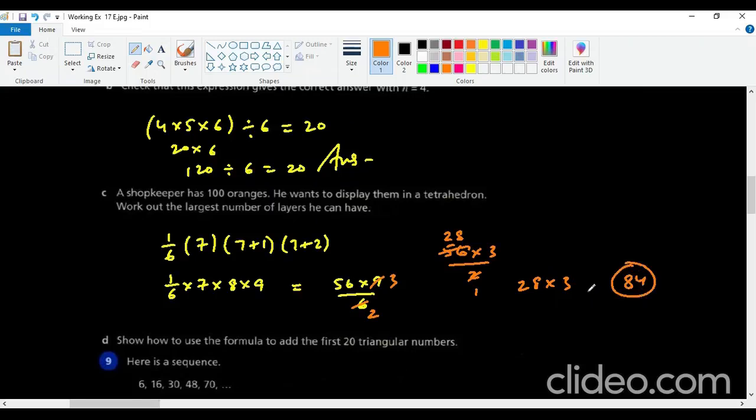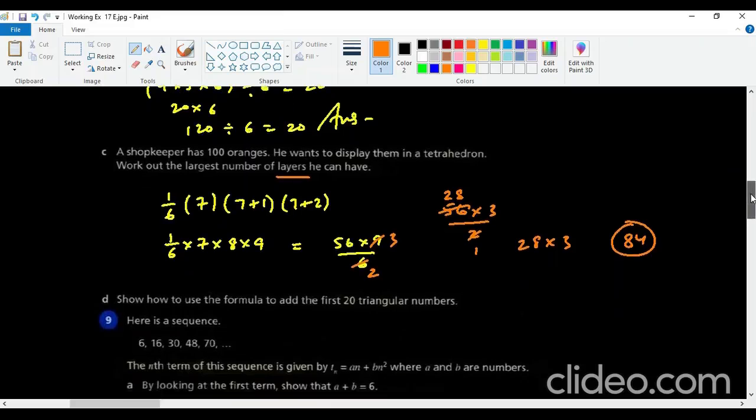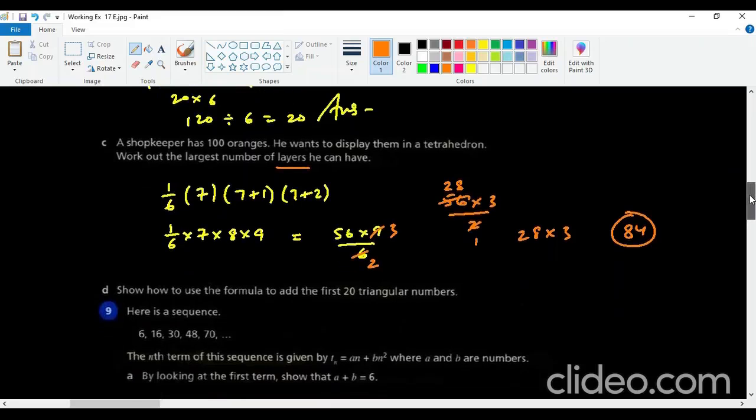So 84 oranges are going to be used, the largest number of layers. So 84 can be made out of 100 oranges, because if you go further, it's going to go more than 100.